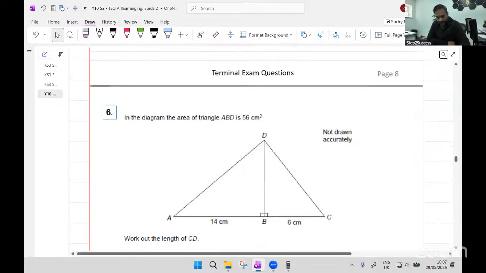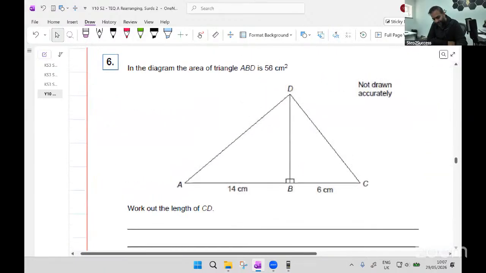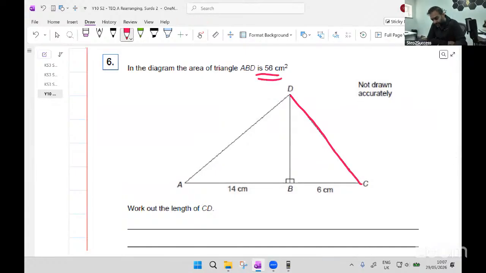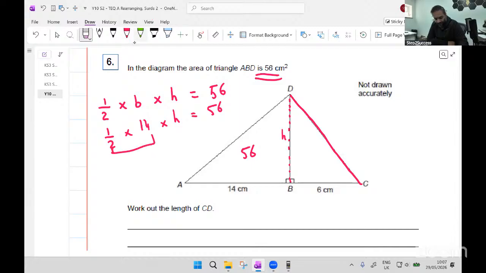4B, 6. Work out the length of CD, which is this one here. The only way we're going to work that out, oh no, we're going to use this, aren't we? We're going to need to know this side here. Now, if I'm looking at this triangle ABD, then the area of this triangle we're told is 56. How do you normally work out the area of a triangle? You do a half times the base times the height. And we're told that that is 56 this time. So a half times the base, which is 14, times the height is 56. A half of the base is 7. 7 times something is 56. That something has got to be 8. So that is now 8.